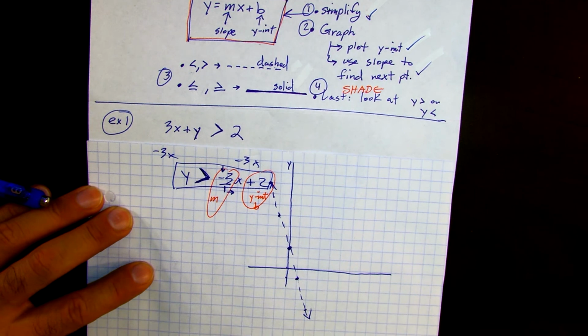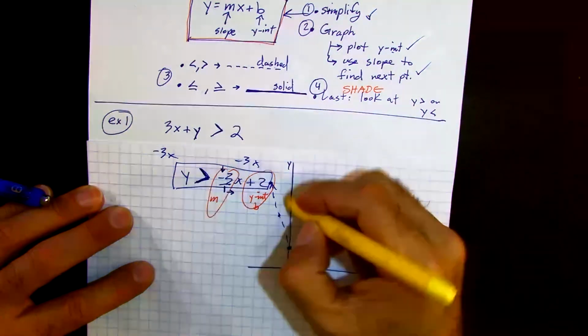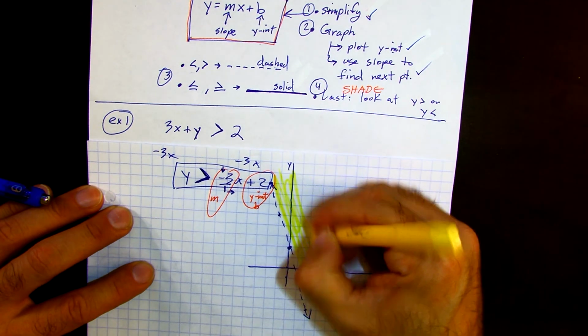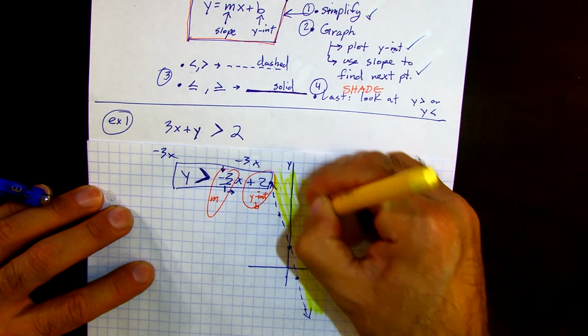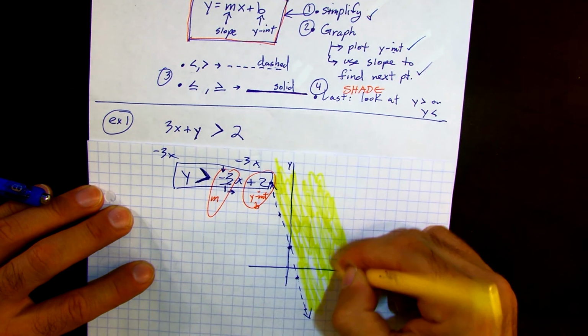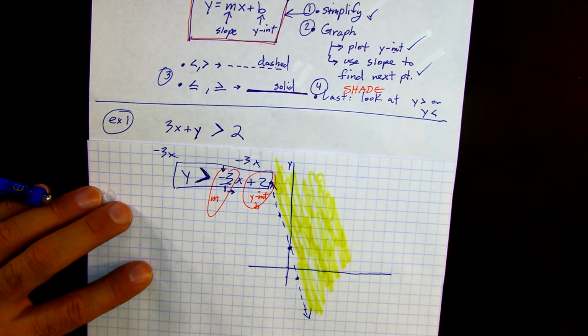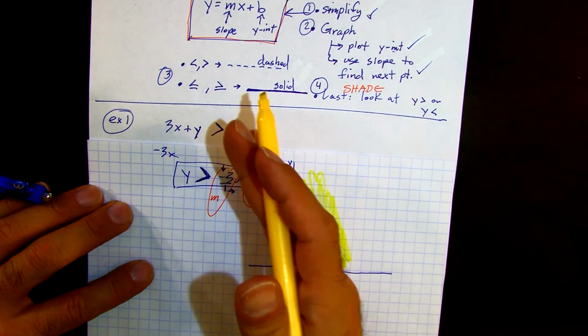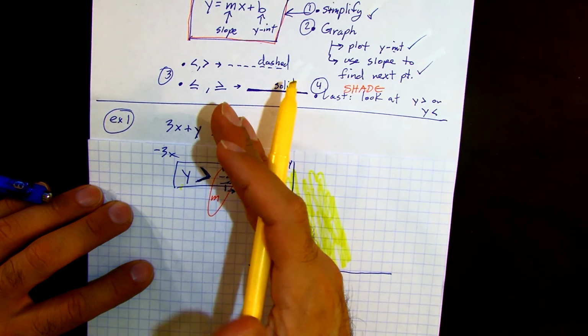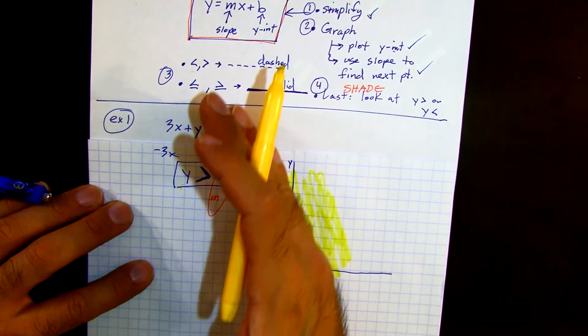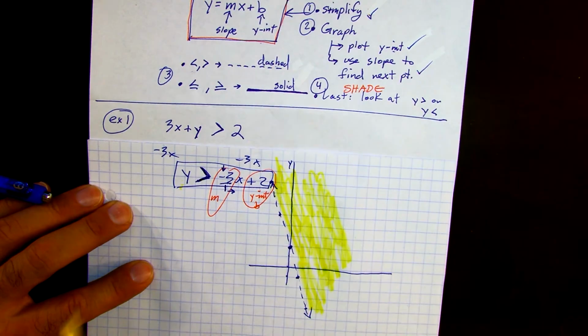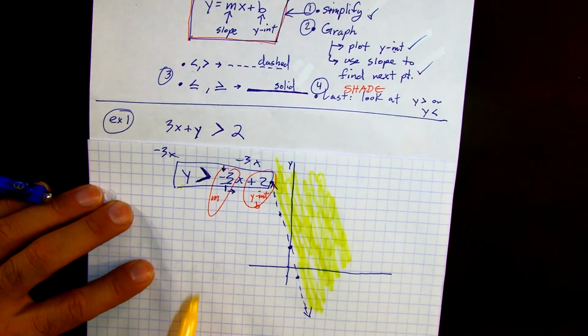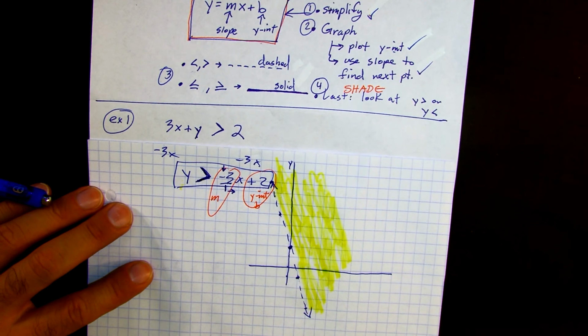So what I'm going to do last, you can use your pencil or your pen, or if you have a highlighter, we're just going to highlight all that area. Because y is greater than the function, which is this dashed line. So I'm looking for the y values that are greater, and the y values that are greater are up. If this was less than, I would shade below.